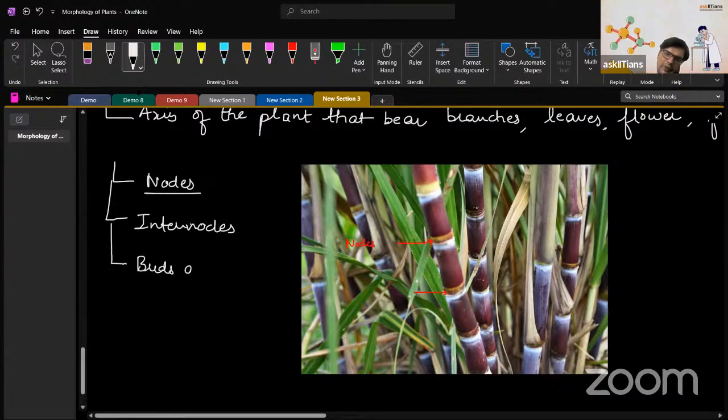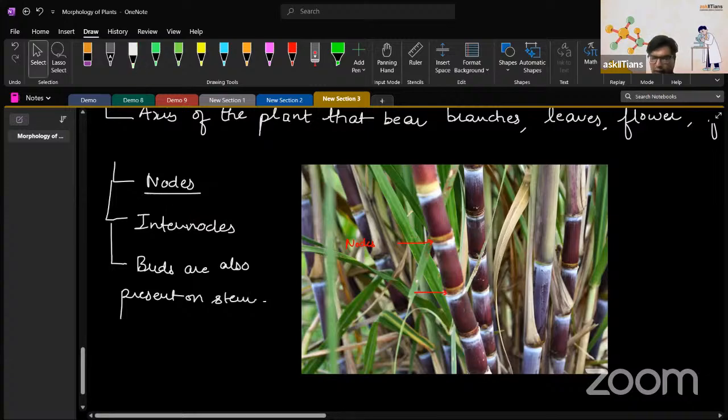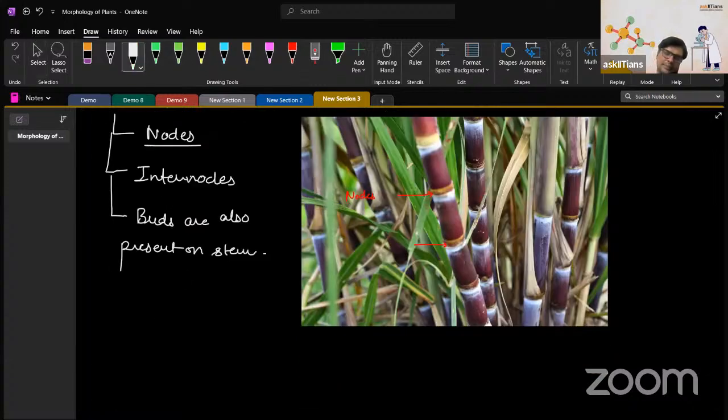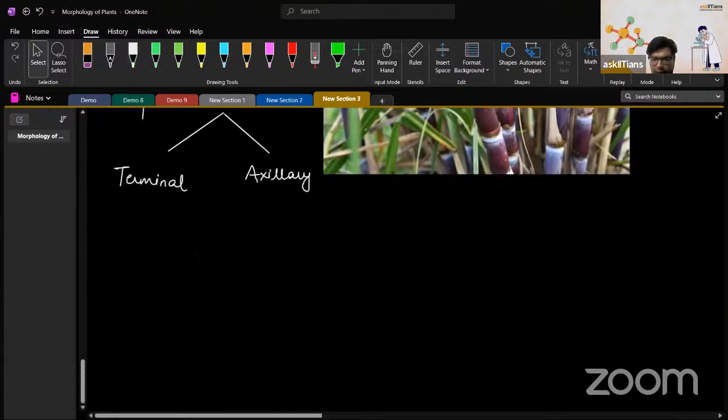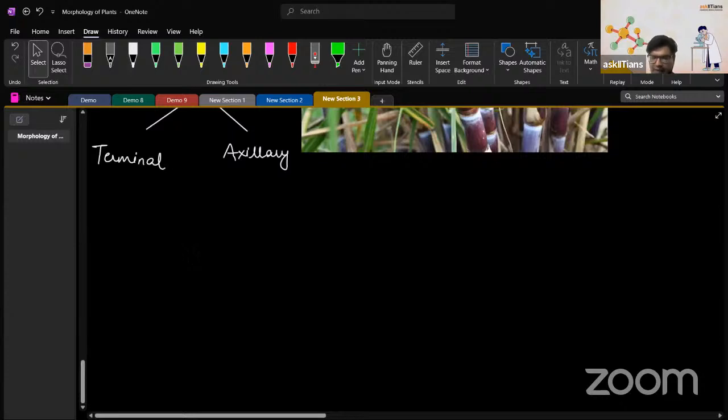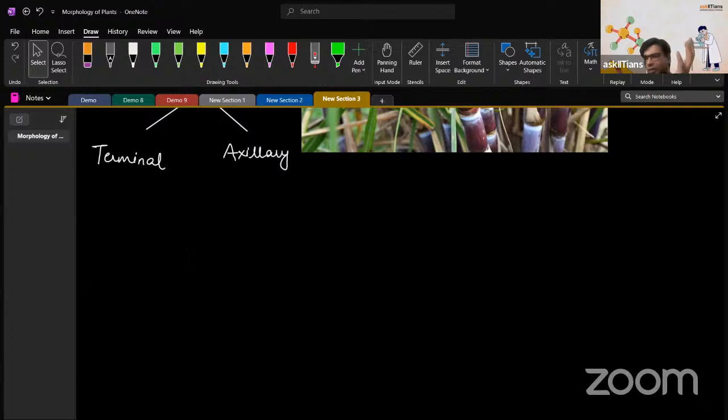Buds are also present on the stem. Right? We have two types of buds. We have a terminal and we have the axillary, sorry. So as the name suggests, I hope you know what terminal means and what axillary means, right? Okay, so first of all, the terminal basically means it is present at the terminal, at the end, right? Axillary means it is present on the axis, right?